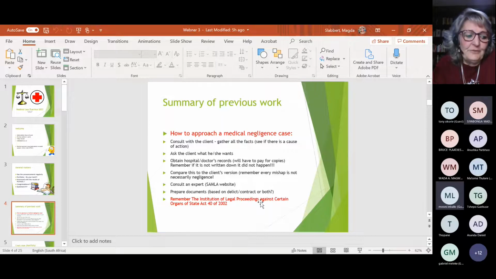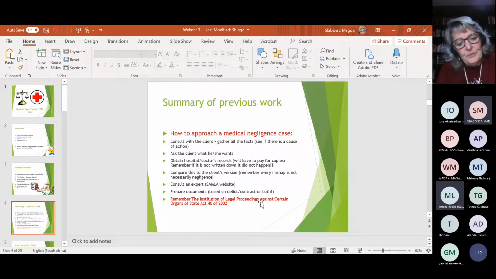Of course, that's not the end of the road. You can report the doctor or the health practitioner to the HPCSA, where they can go through a disciplinary process and the person may be disciplined. But remember, then the only reward for the patient is the satisfaction that something happened with the doctor.